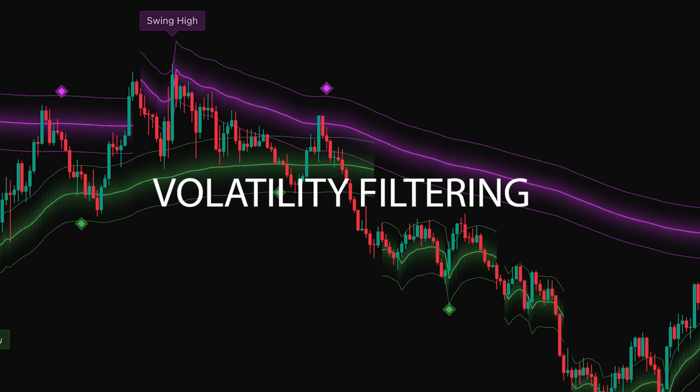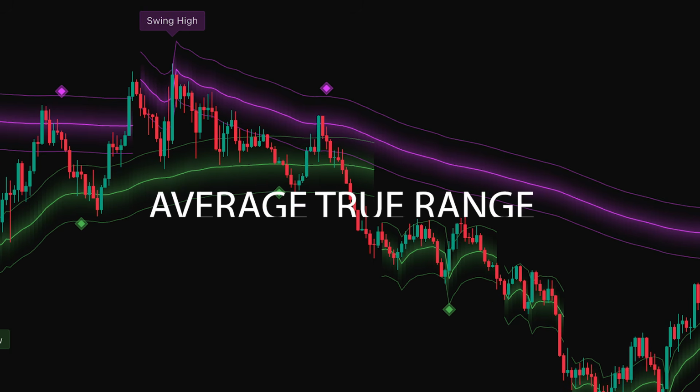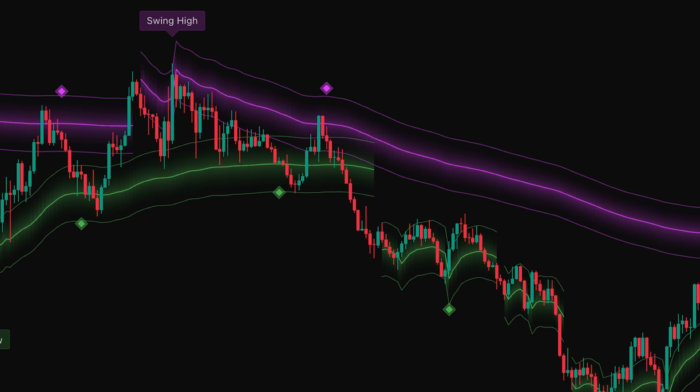Volatility filtering. It adds ATR, average true range, envelopes around the main bands to measure choppiness. If volatility spikes too much, big candles or wild moves, the bands temporarily disable to avoid drawing false lines. This keeps the chart clean. Bands only appear when the market is stable enough for reliable structure. You can tweak the ATR multiplier to make it less strict and show bands more often.